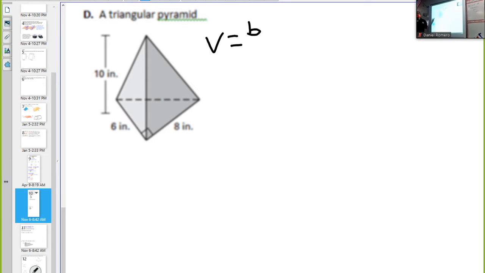And see, now triangular pyramids get tricky because all pyramids have triangles going all the way around. So when you have a triangle also on the bottom, every single face is a triangle. So which one do we consider the base? I would do the one that we know the most information about. Here on the bottom, this is very important: the fact that this is 90 degrees.